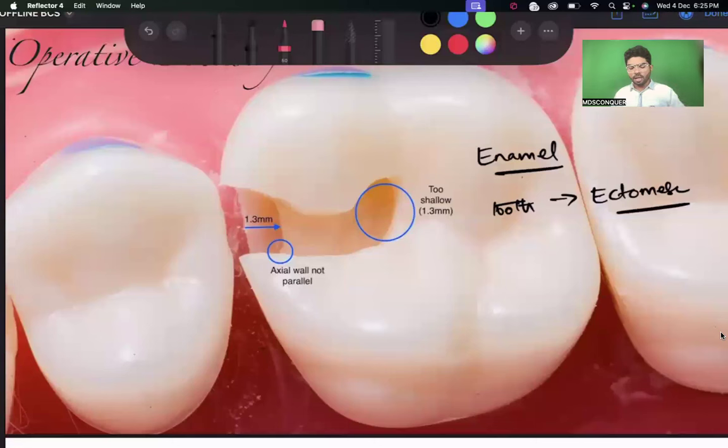Can you tell me which salivary gland is ectodermal in origin? The only salivary gland which is ectodermal in origin is the parotid gland. Right, so let's start.